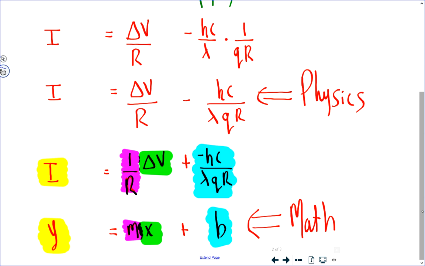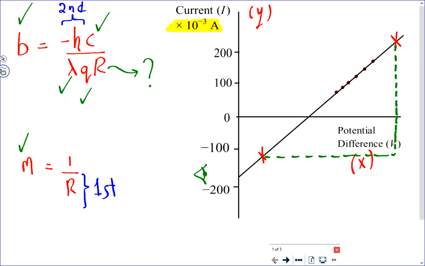You go through this analysis that we're looking at right now so that you can conclude that the y-intercept is equal to negative hc over lambda qr. By the way, your y-intercept will be a negative number, so those negatives will cancel. As well, coming out of that analysis, you have the statement slope equals the reciprocal of the resistance. So you find the slope, you use it to determine the resistance, you find your y-intercept, and you use it along with your resistance, the speed of light, the wavelength, the charge of the electron, to determine Planck's constant.